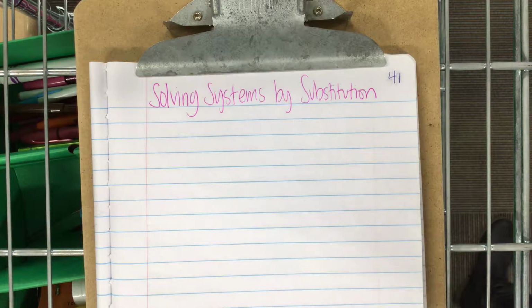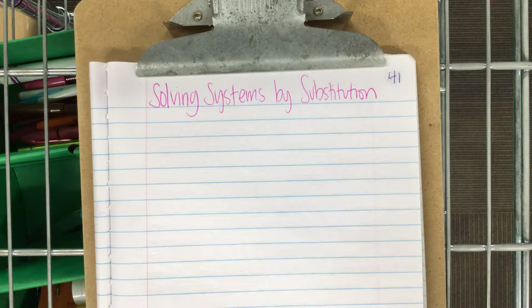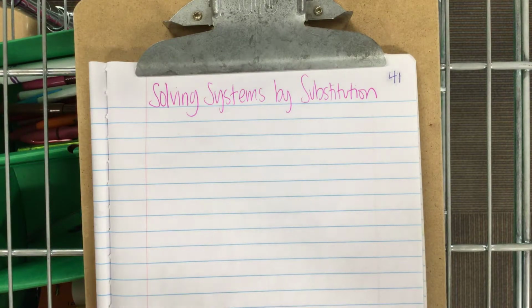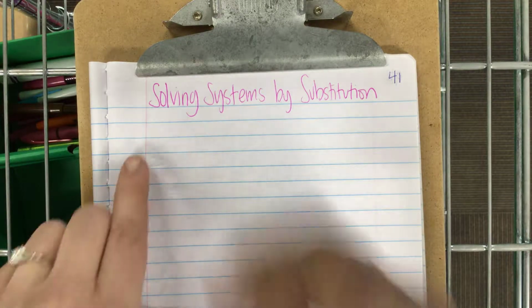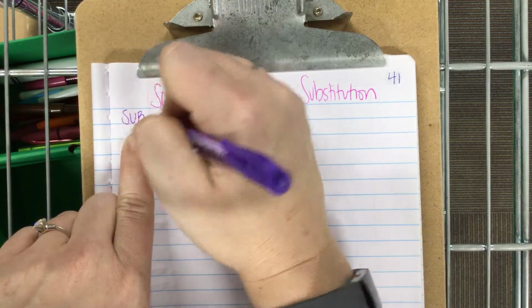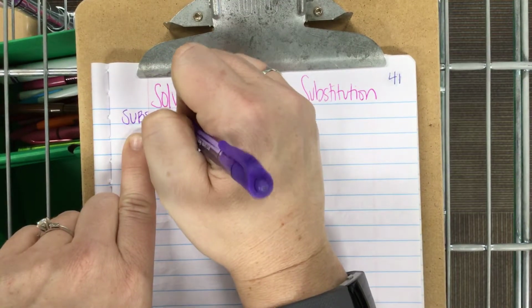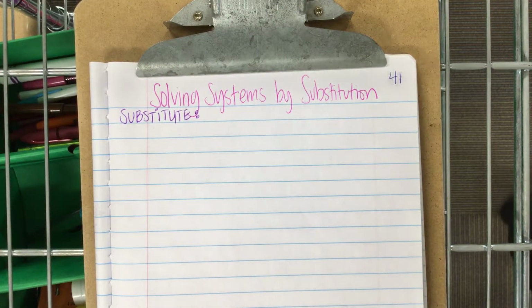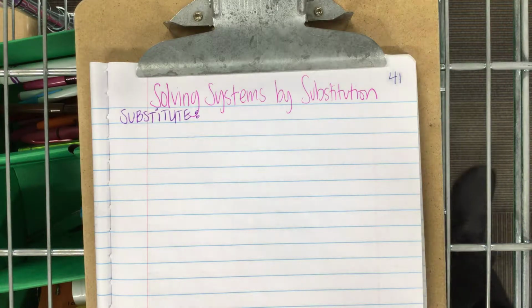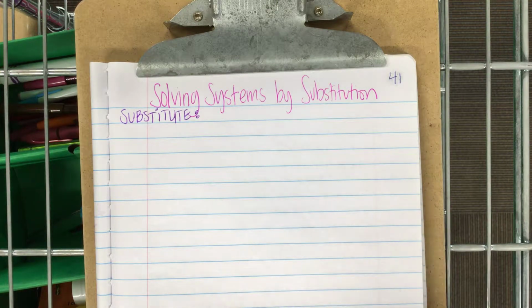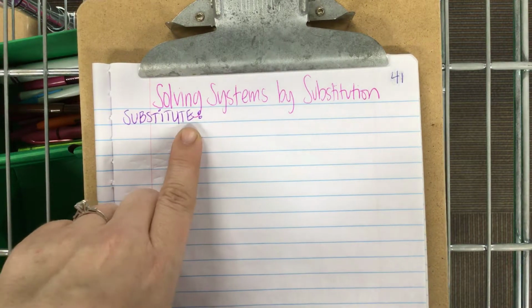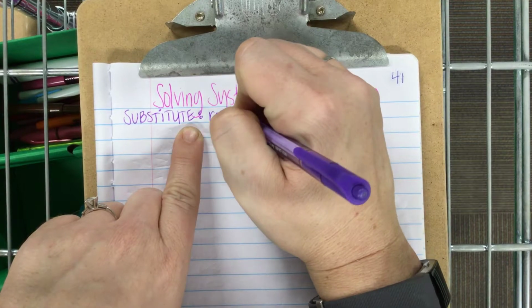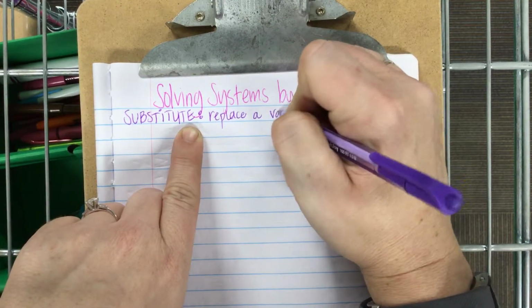All right, so today, if you aren't substituting, you're doing it wrong. Got it? It's called solving by substituting. You should be substituting. So let's start by defining substitute. In algebra, it means replacement, correct? Even in real life, if I have a substitute, that's someone who's replacing me, correct? So a substitute in algebra is to replace a variable.